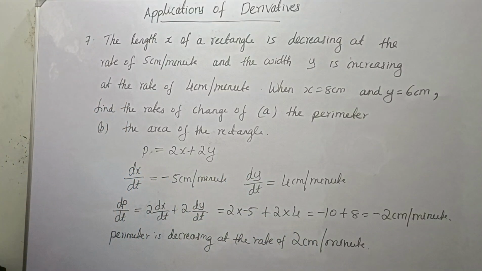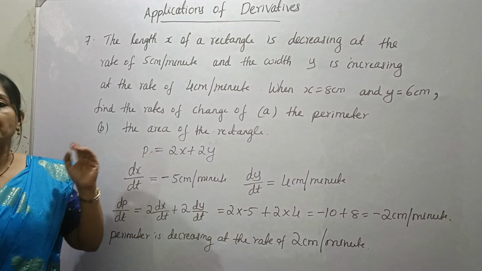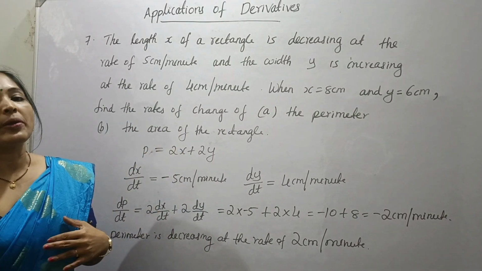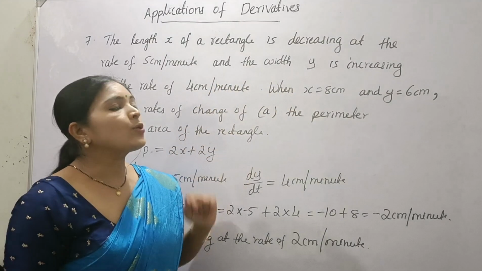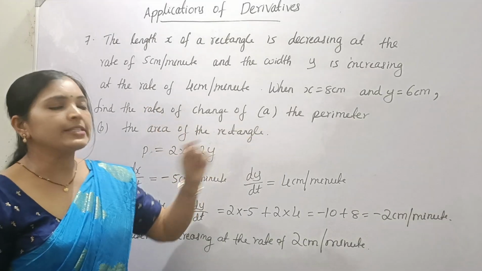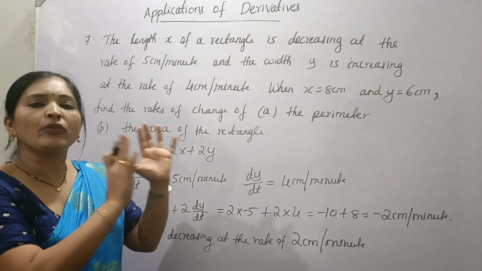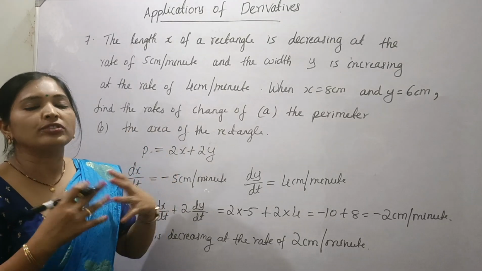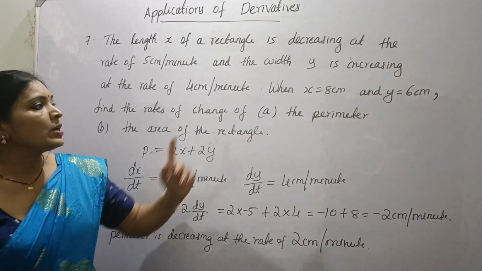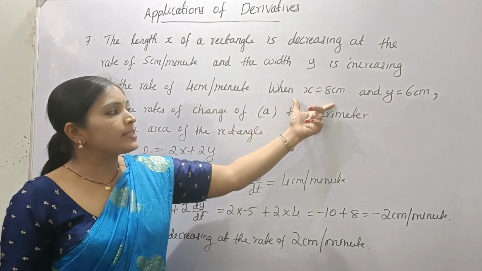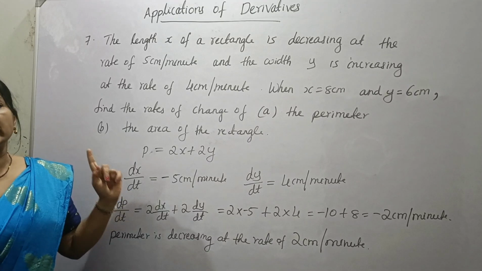Next we have to find the rate of change of area of the rectangle with respect to time. How the area changes for a minute. When x is equal to 8 centimeter and y is equal to 6 centimeter, at this particular measurement of length and breadth, what is the rate of change of area with respect to time?